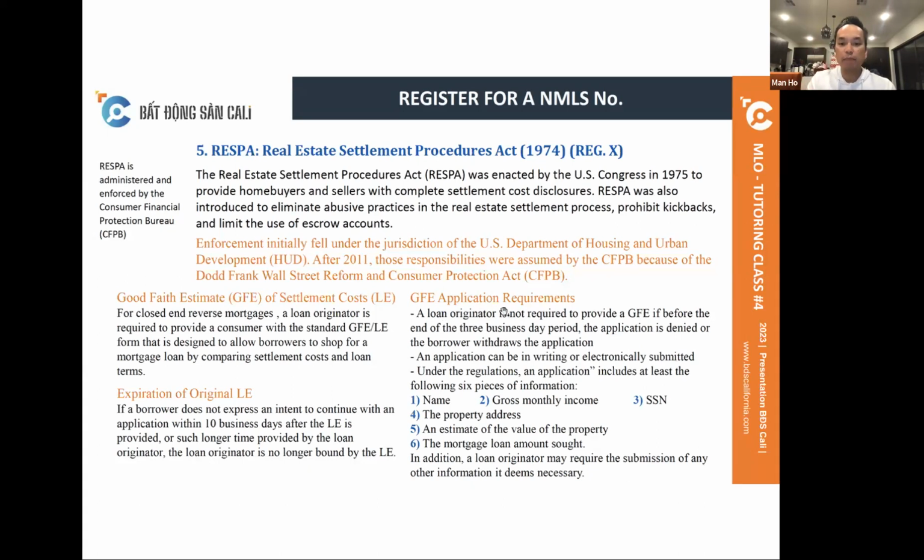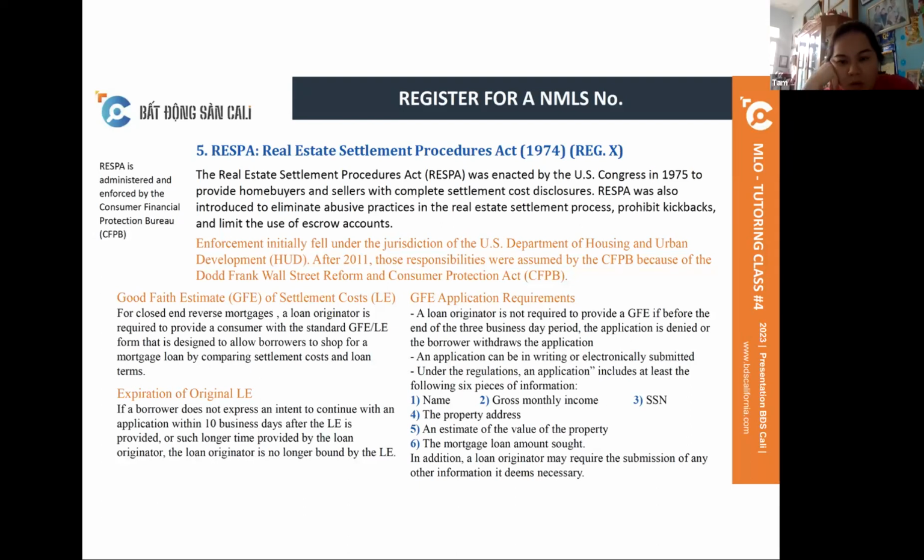Okay, GFE application requirement. What is required to get a GFE or loan estimate? A loan originator is not required to provide a GFE if before the end of the 3 business days. So meaning that whatever you do, the application is open, right? You can wait until the last minute of the 3rd day, and then you give out the LE, or you can give it out the 2nd day, right? But you are not obligated to give the loan estimate right away. Okay, so you can wait for 3 business days, right?